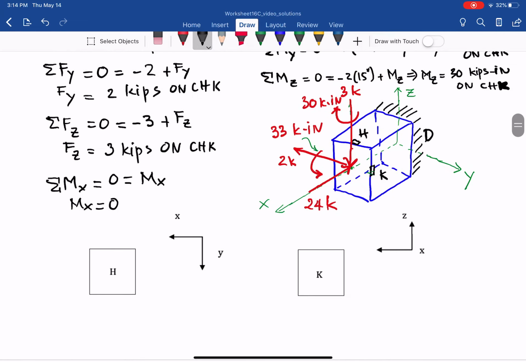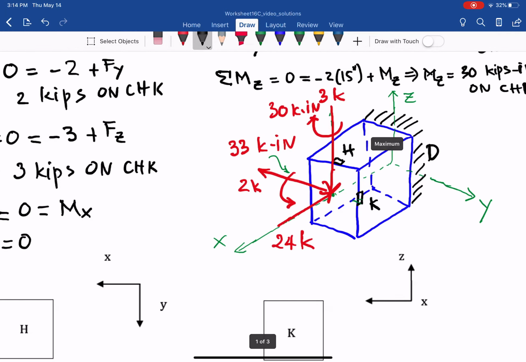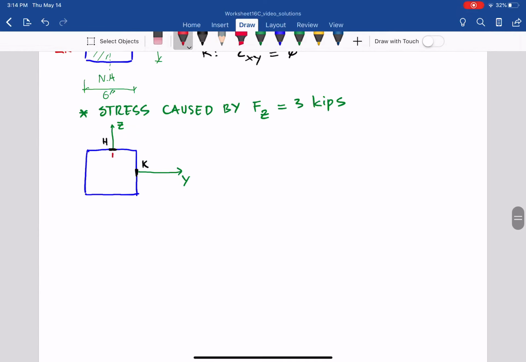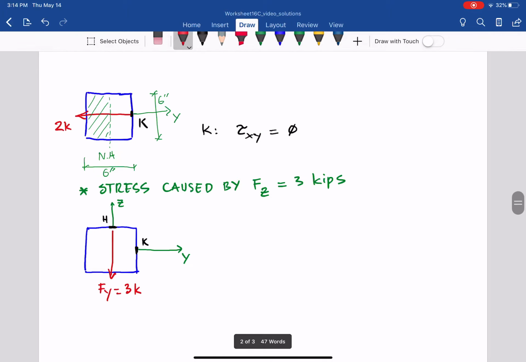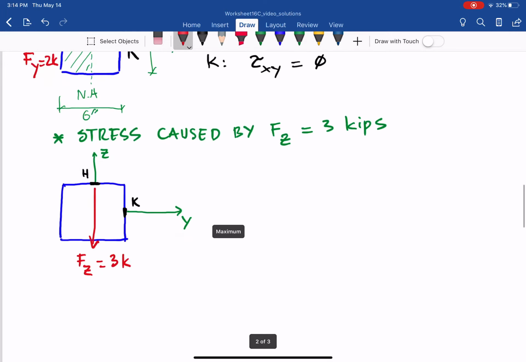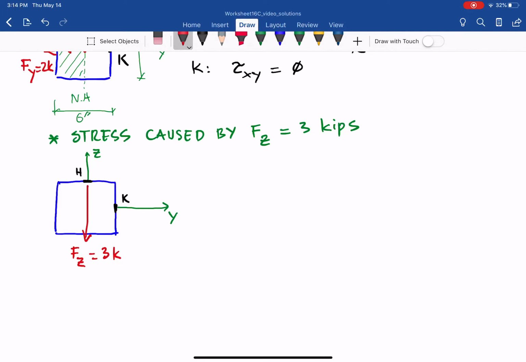The force Fy, 3 kips, is going down as you can see there. So it will be here, Fy 3 kips. And by the way, this is Fy 2 kips and this is Fz, not Fy, 3 kips. So the neutral axis is the one perpendicular to the shear stress. In this case, as you can see, the neutral axis goes through here.